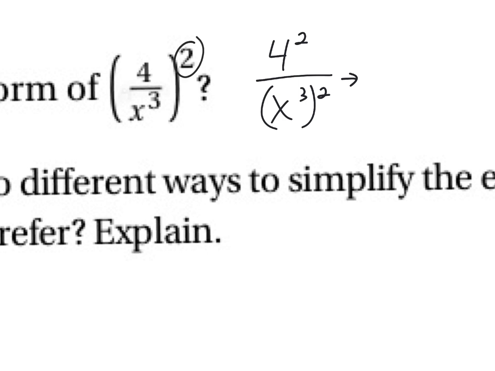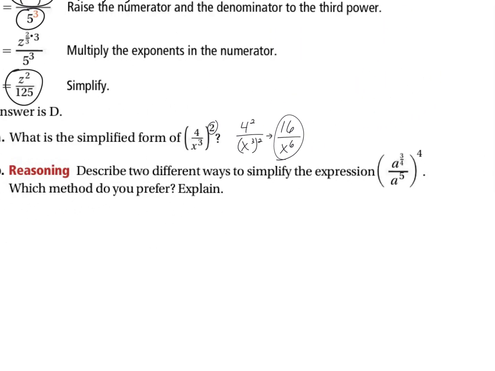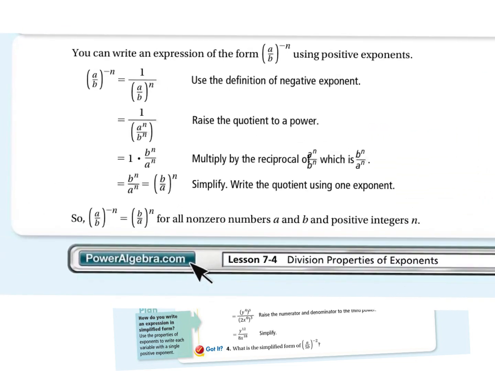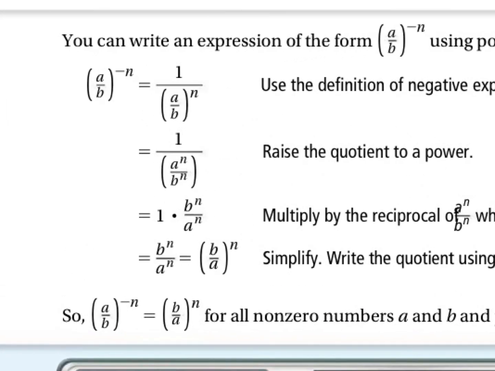The squared on the outside, we can then square the numerator, square the denominator, and that would be 16 over x to the 6th power. The bottom of the page talks about if we have a negative exponent and how that works, if we have a fraction to a negative exponent.